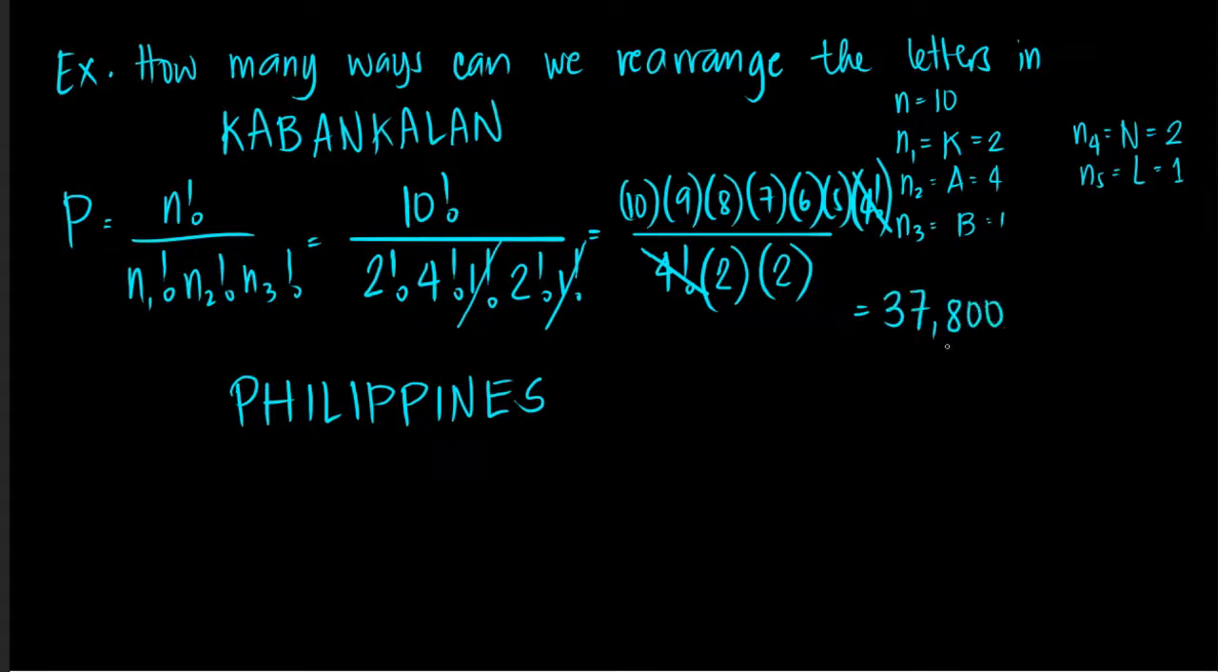37,800. Okay. I-check ko lang siya kung diretsyon ko sa calculator, 10 factorial over 2 times 4 times 2. So, yeah, I still got 37,800. So, you have 37,800 ways to rearrange the letters in the word kabangkalan.